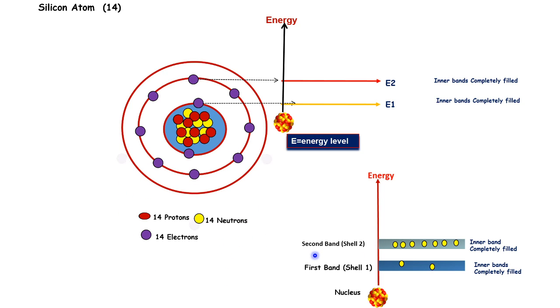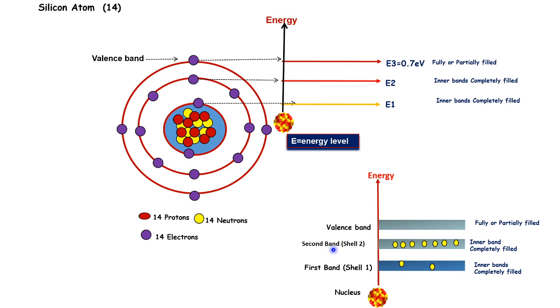Third shell we can have like this. So how many electrons are left? That is 4. So this gives us the valence band, that is E3, and this is not completed. This outermost shell is not completed, so it needs 4 more electrons, meaning it is partially filled. There are 4 electrons in this valence band.